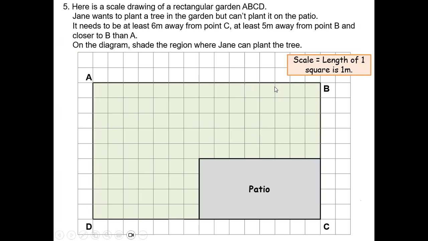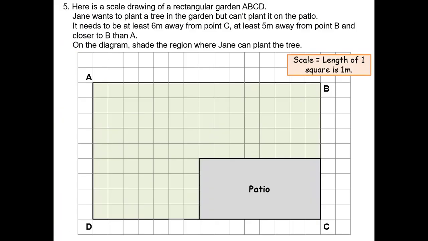Okay. Now, here is a scale drawing of a rectangular garden ABCD. Jane wants to plant a tree in the garden, but can't plant it on the patio. It needs to be at least 6 meters away from point C, at least 5 meters away from point B, and closer to B than A. On the diagram, shade the region where Jane can plant the tree.